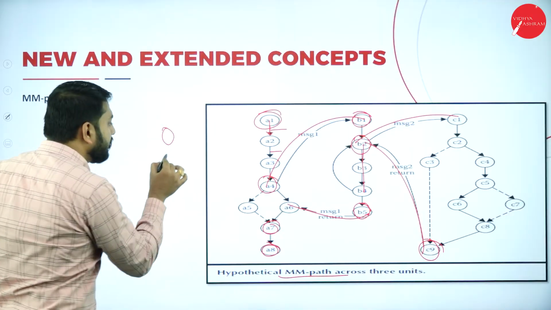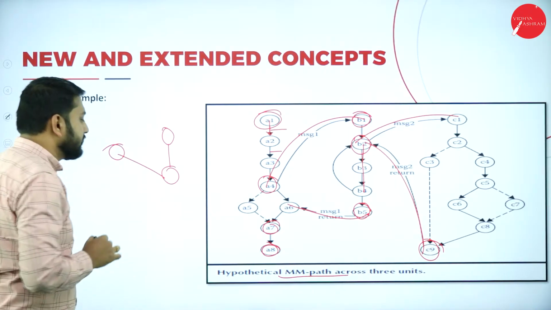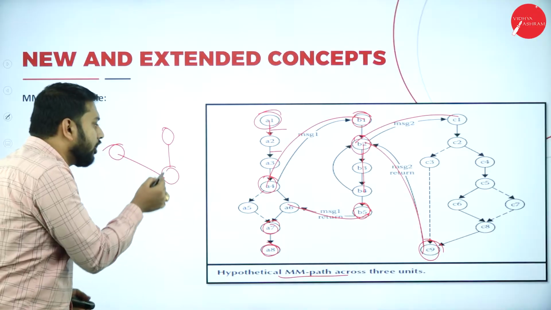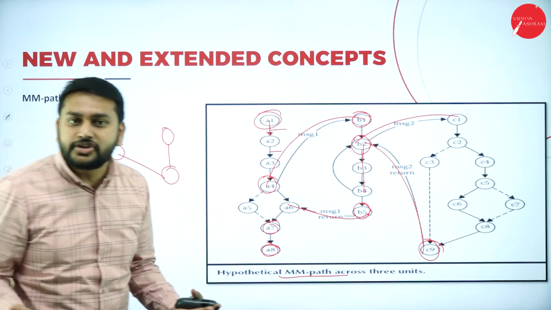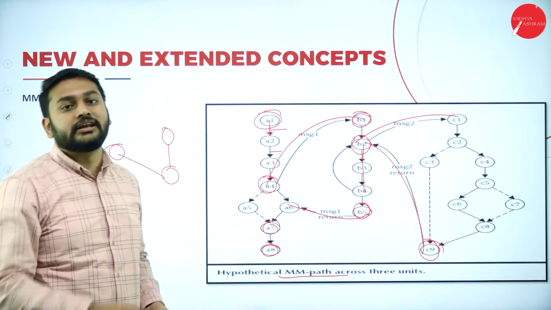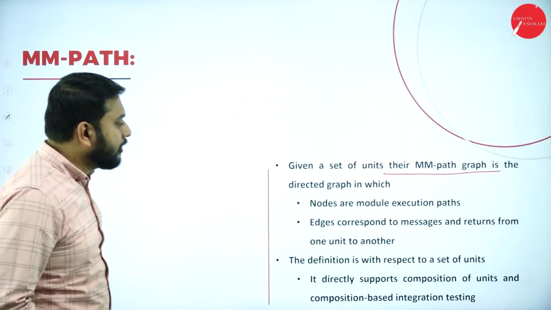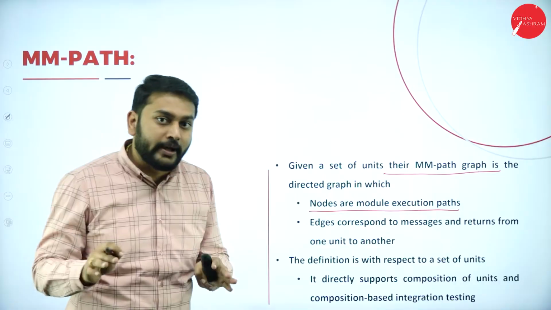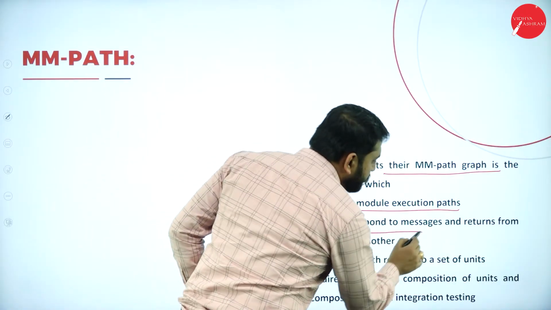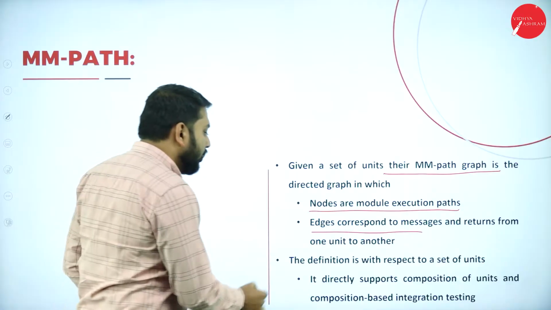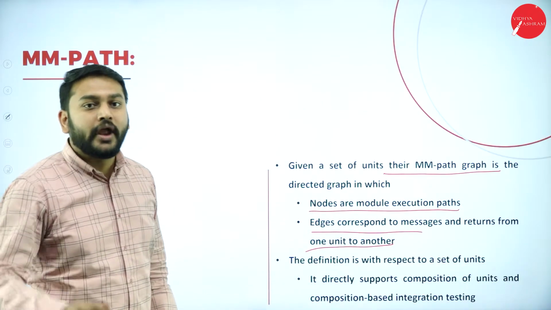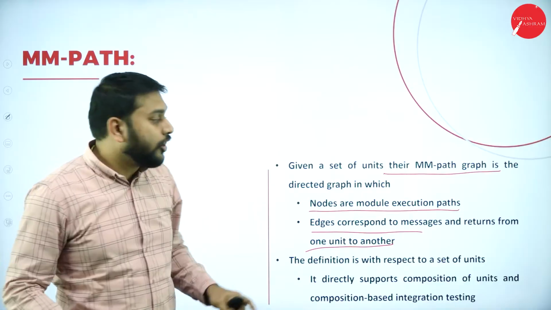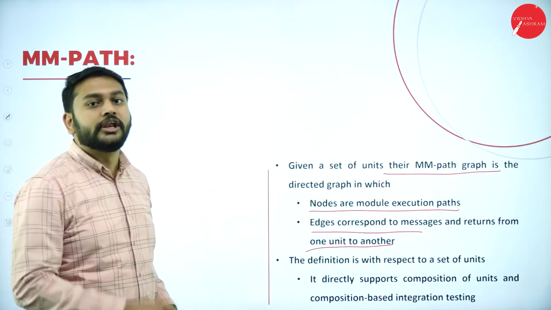Suppose you have a graph like this, this is not directed. I don't know whether from this node it is going to this node, or from this node it is going to this node. I don't know the direction. But when it comes to this, it is a directed graph. That's what you need to remember. Okay, that's our first point. And nodes are the module execution paths. What are the nodes? Nodes are the module execution paths. But the edges correspond to the messages and returns from one unit to another unit. So edges help me exchange messages from one unit to another, but nodes are the execution paths. That's what you need to remember.